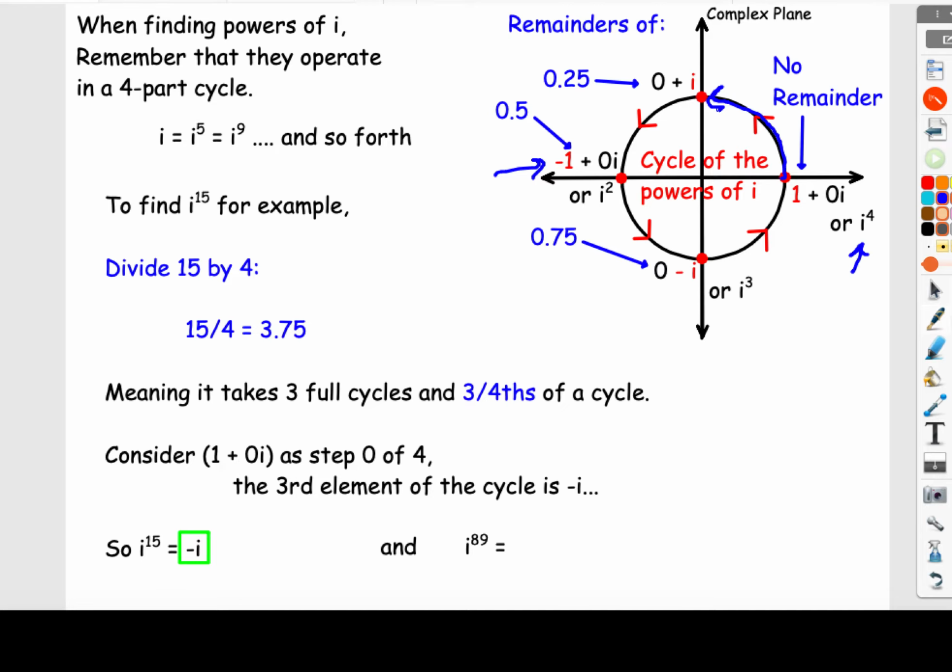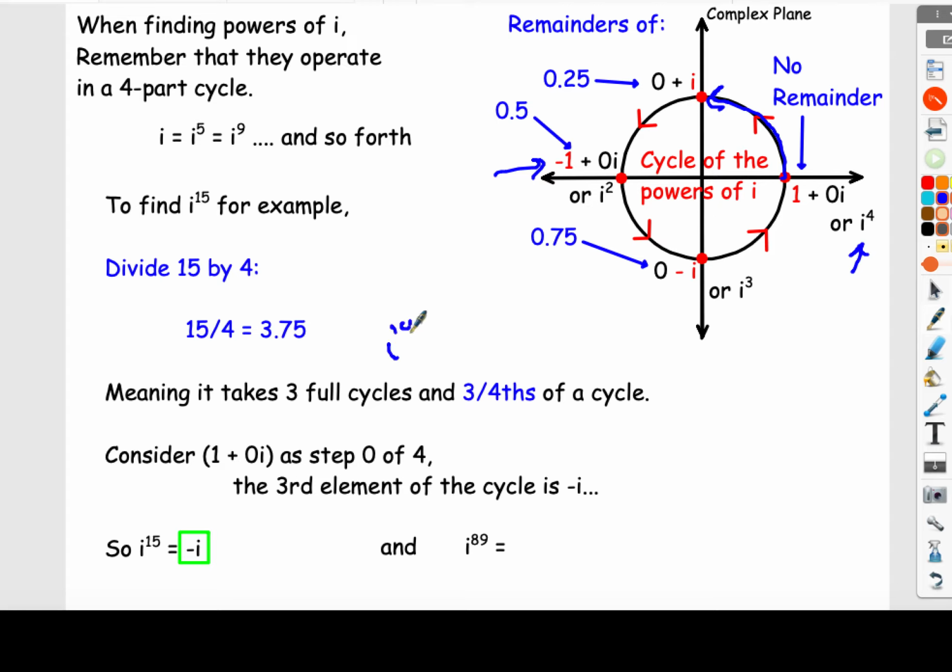That's really just i. So again, it just cycles around. So let's talk about this at the left. If I wanted to find i to the 15th, if I take 15 divided by 4, it's a cycle of four spots, 4 steps. I get 3.75. I'm not that worried about the 3. That's just 3 full cycles, right? That's 3 sets of i to the 4th.